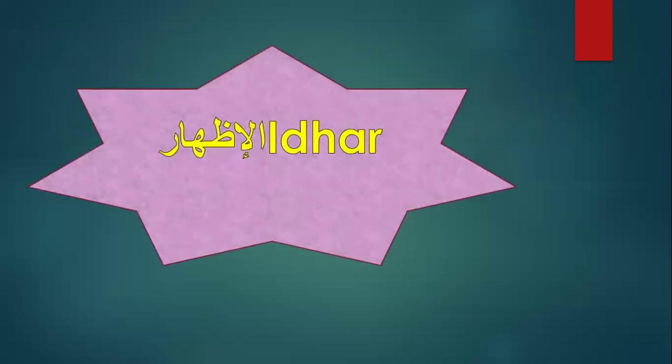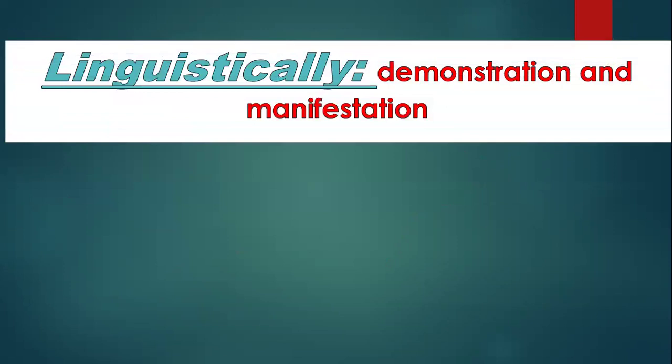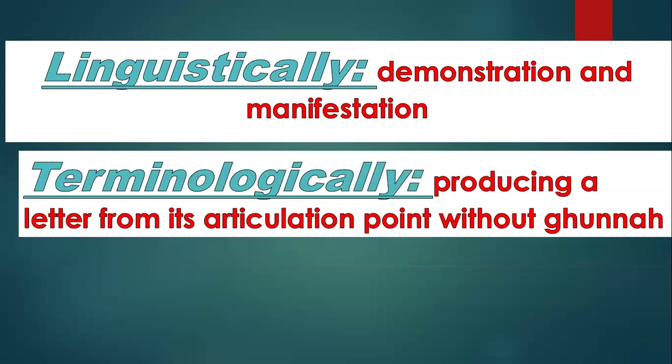Number one is إظهار. Linguistically, the meaning of إظهار is demonstration and manifestation. Terminologically, pronouncing a letter from its articulation point without ghunnah. Like من أعطى, no غنّة, نون ساكن followed by همزة, من أعطى.